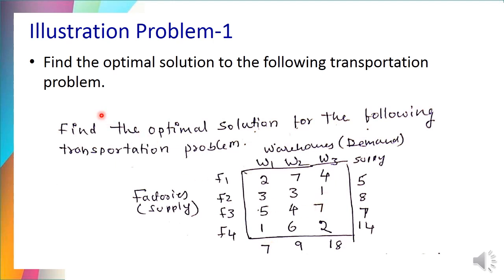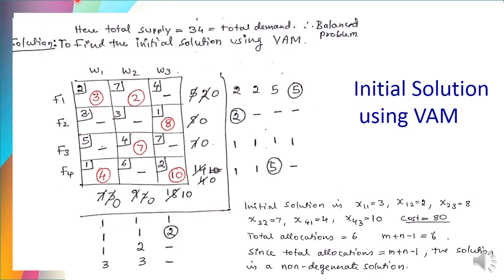Let us start with one illustration. Find the optimal solution for the following transportation problem. Factories are nothing but supply, 4 factories are there, warehouses are nothing but the demands. There are 3 warehouses, supplies are given as well as the demand is given. First we need to check whether the problem is balanced. Here total supply is equal to 34, the total demand is equal to 34. So therefore the problem is a balanced one.